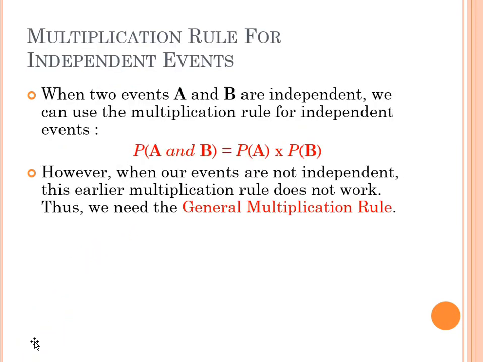Now let's move on to the multiplication rule. Remember, the multiplication rule was for probabilities where we wanted to find the intersection, so A and B. We said that we could just multiply those two probabilities together, but this was specifically for two events that were independent. Now we're going to make it more complicated and allow our events to be dependent, and that's going to give us the general multiplication rule.